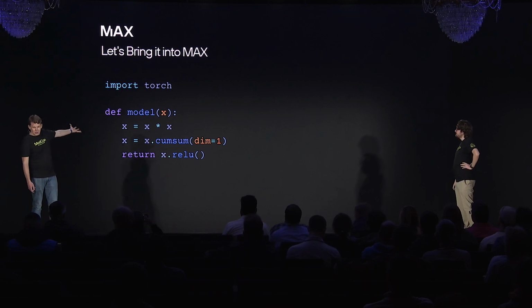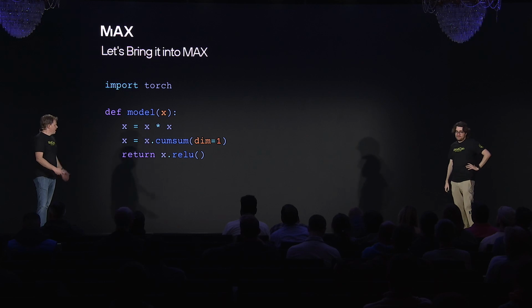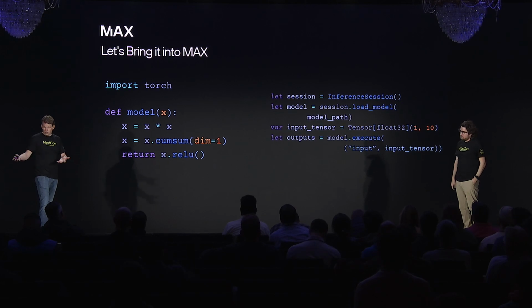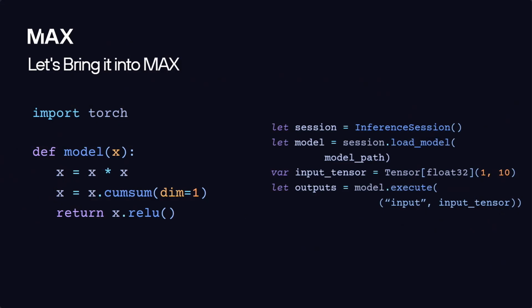This is that PyTorch model that we mentioned earlier. To pull into Max, all I need to do is convert it to Torch script, just like I did to view it in Neutron, and then load it into the inference engine. This particular API here is the Mojo-based API for the inference engine, but there are also C and Python versions you could use if you prefer.